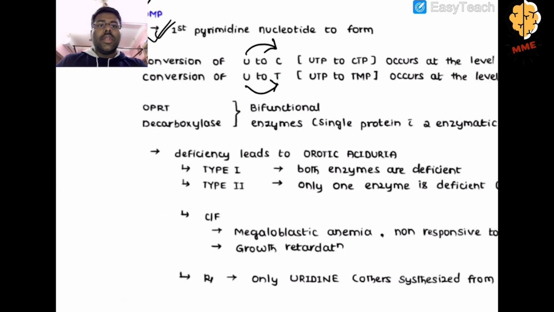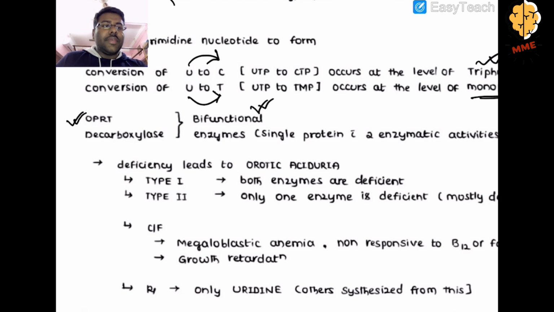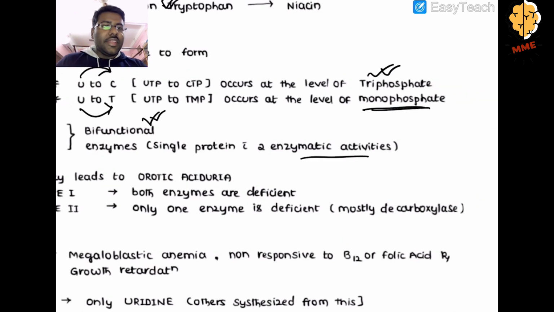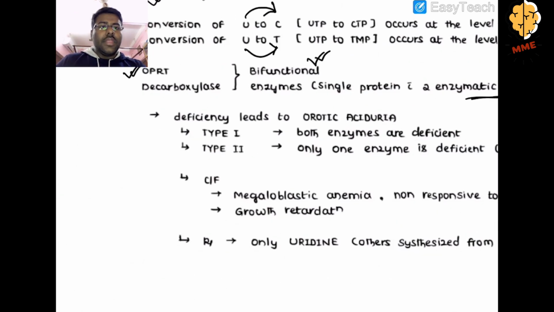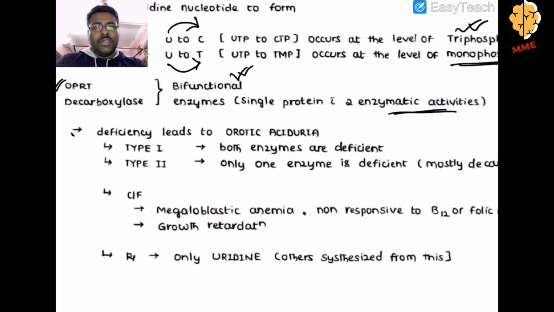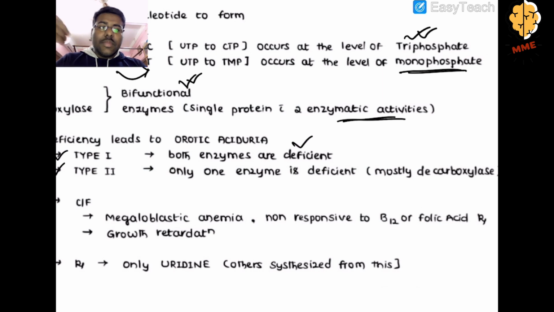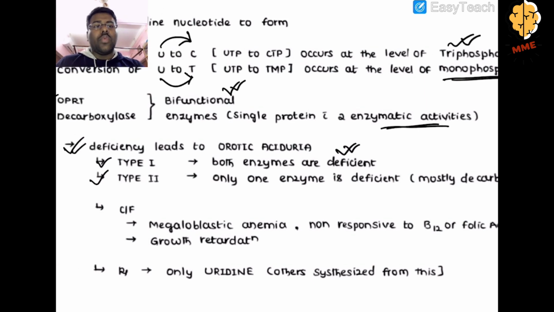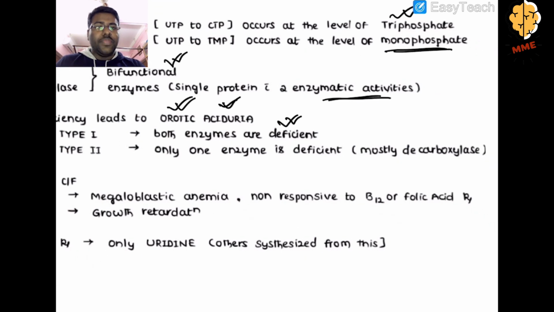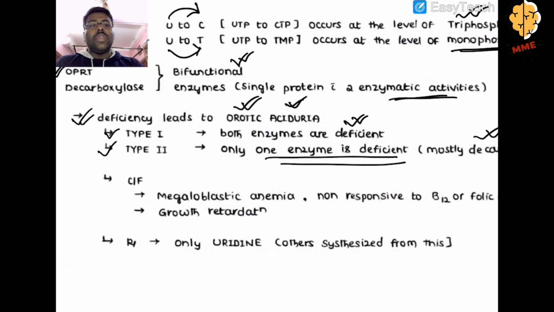Now coming to OPRT and decarboxylase. They are a bifunctional enzyme: one single protein, with two enzymatic activities. If there are deficiency syndromes like type 1 and type 2: if both enzymes are deficient, then type 1 orotic aciduria occurs. If only one enzyme is deficient, mostly the decarboxylase, then it is type 2 orotic aciduria.